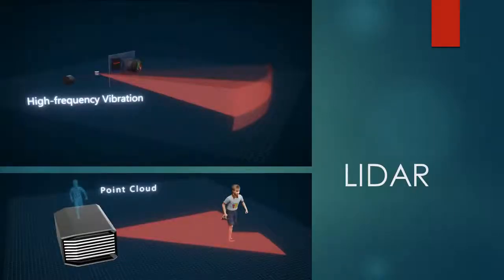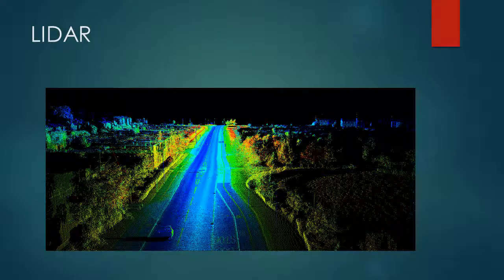A LiDAR is a device that continuously sends millions of laser pulses per second in different directions around the car. The return beams indicate the existence of an object at certain distance and relative position with respect to the car, which is recorded as a data point. The aggregate of these points, called point cloud, constructs a 3D view of the car's environment.